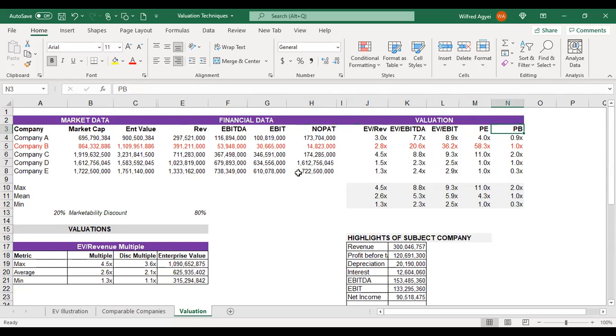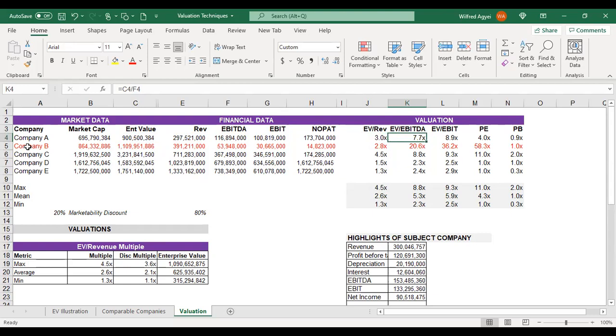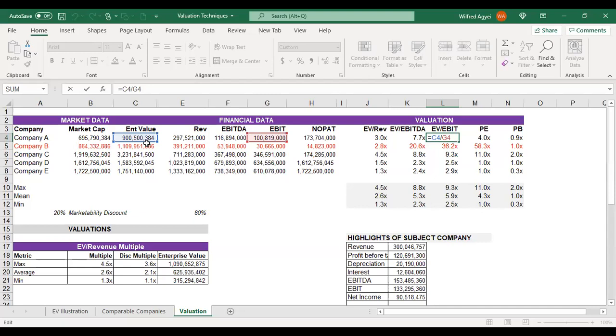It can go on and on. So if you pick company A, the enterprise value to revenue multiple is 3.0 times. You are just dividing the enterprise value of company A by its revenue, and you are arriving at 3.0 times. Same with enterprise value to EBITDA, 7.7 times for company A. The financial interpretation of this would mean that you would have to pay 7.7 times EBITDA to acquire company A. But it doesn't end there. There are so many other considerations. That's just one interpretation. Same with the enterprise value to EBIT multiple, enterprise value divided by EBIT.